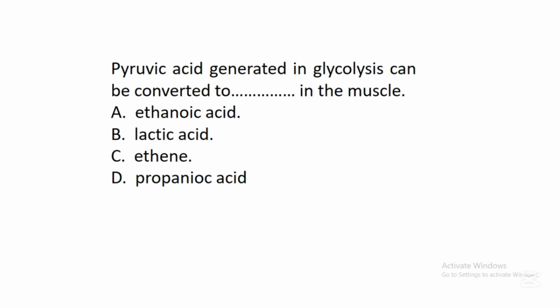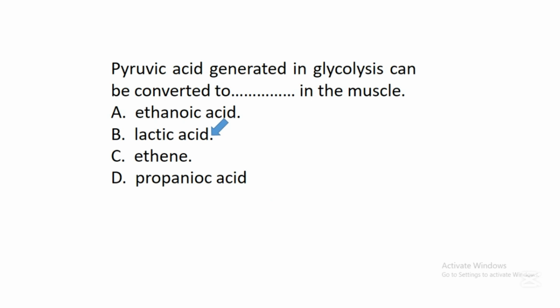The next question says, pyruvic acid generated in glycolysis can be converted to what in the muscle? A. Ethanoic acid. B. Lactic acid. C. Ethene. D. Propanoic acid. In this question, the correct answer is B.